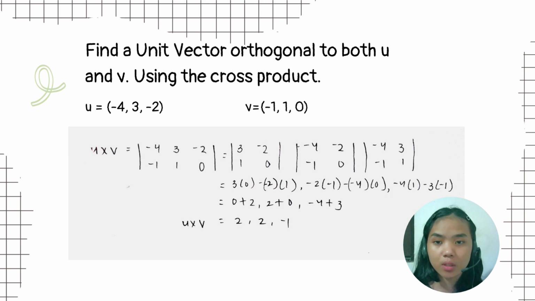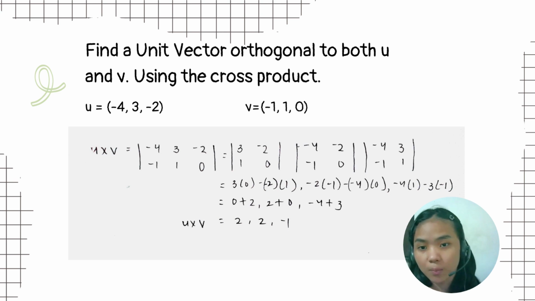Hi everyone, I'm Crisella Joanna D, and today let me show you how to find the unit vector orthogonal to both u and v using the cross product. So our given u is -4, 3, and -2, while our given v is -1, 1, and 0.